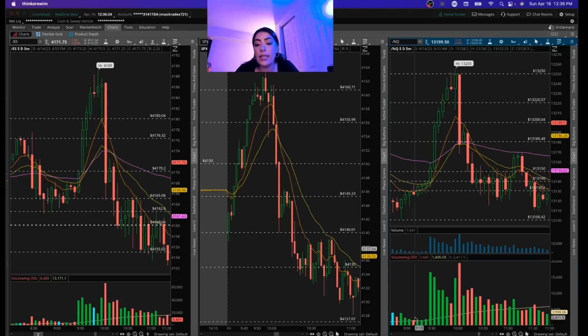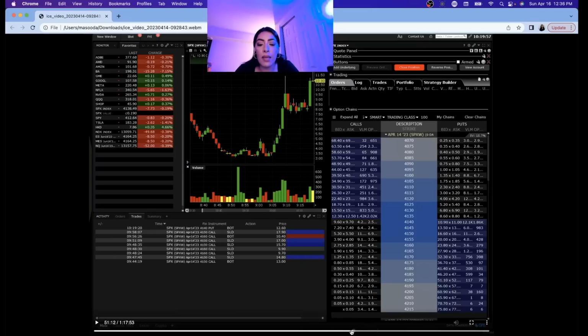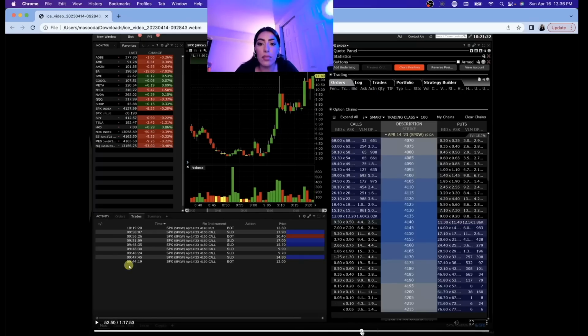So let's go ahead and take a look. We can see here, it made a little bit of a move down into 4135, and then I ended up getting caught in a pullback until it made the leg down to 4130. So let's go ahead and see. I'm just going to forward this because I don't want to waste any more time.